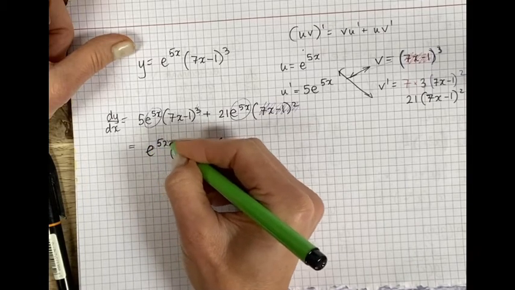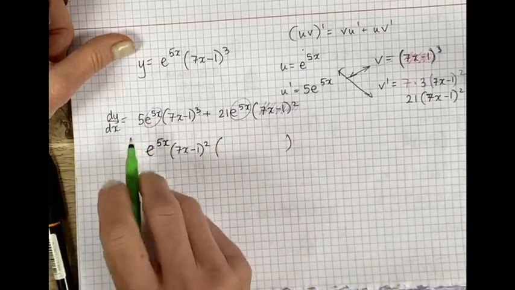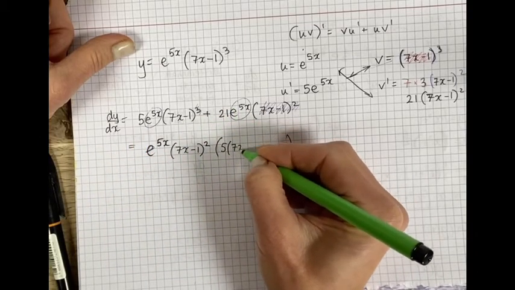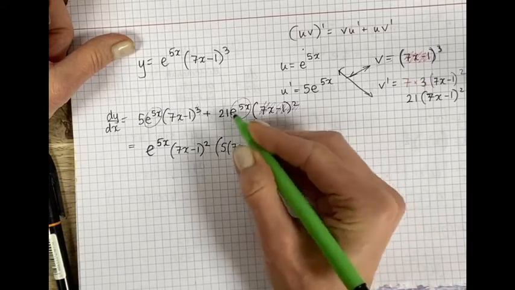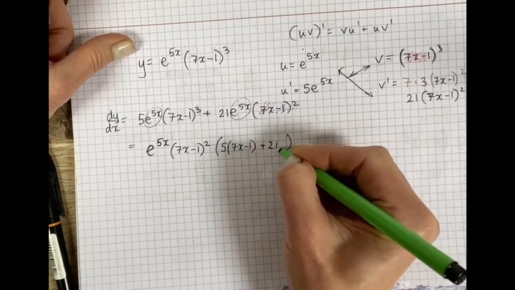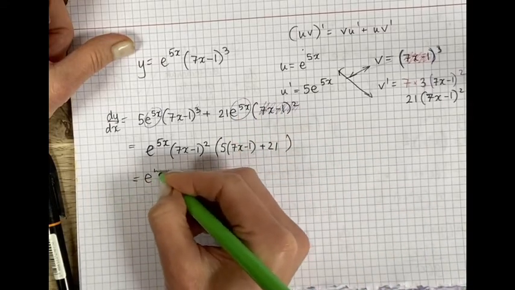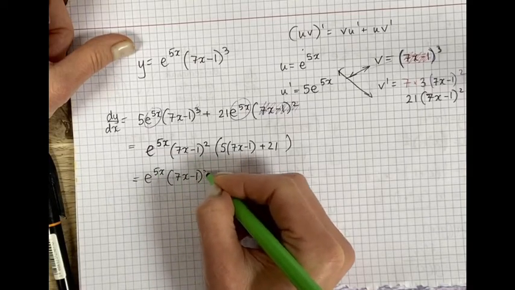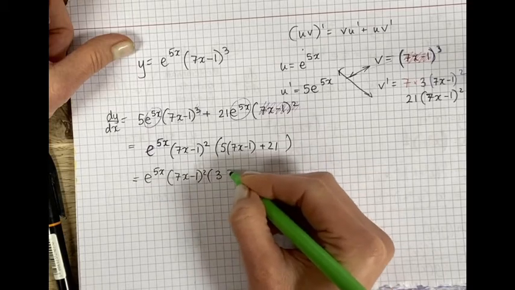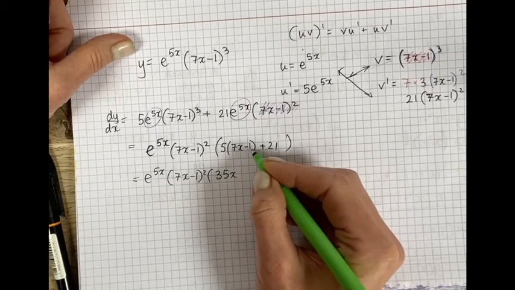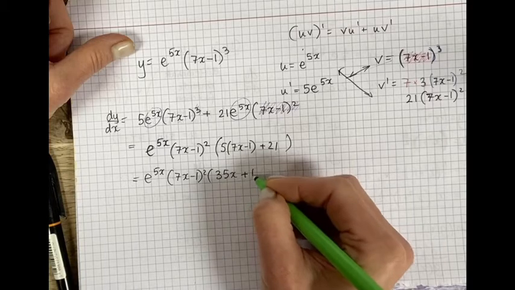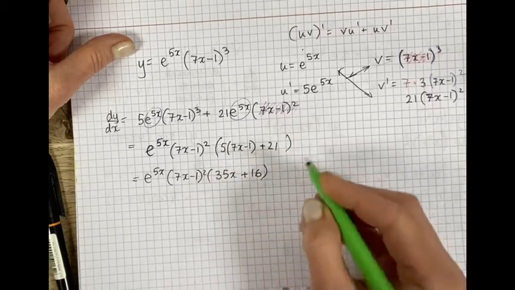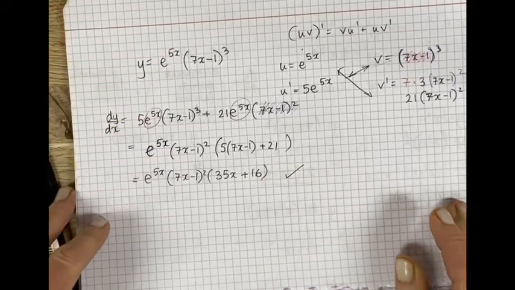And what's left needs to be put into a bigger bracket and tidied up. So you'll have 5 left from the first term, but also 1 of the brackets because I've used 2, and then plus 21. So it's e to the power of 5x multiplied by (7x minus 1) squared, and then you've got 35x, and minus 5 plus 21 is plus 16. Check whether you can factorize this bracket further. You can't, so that's it, you're done.